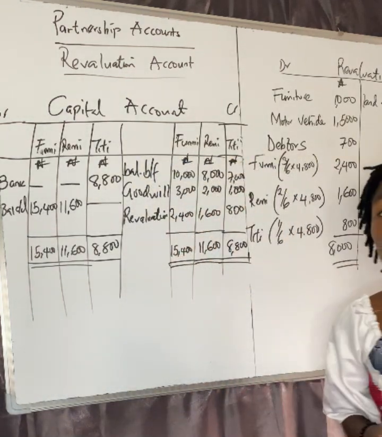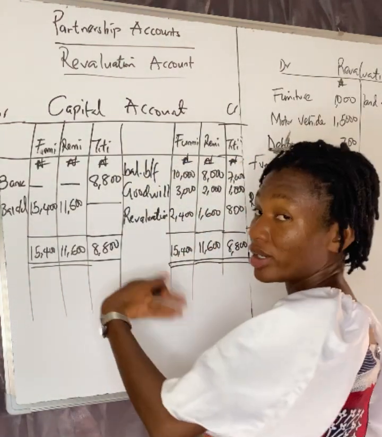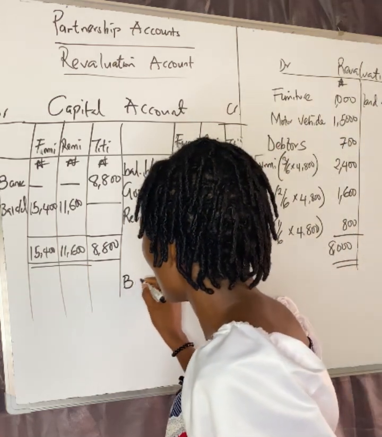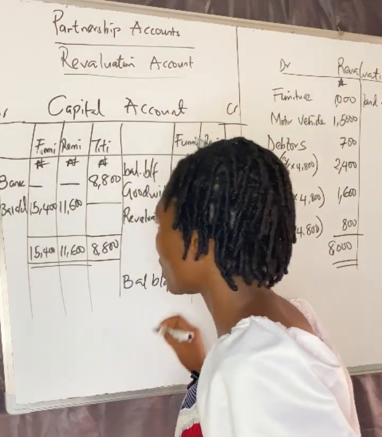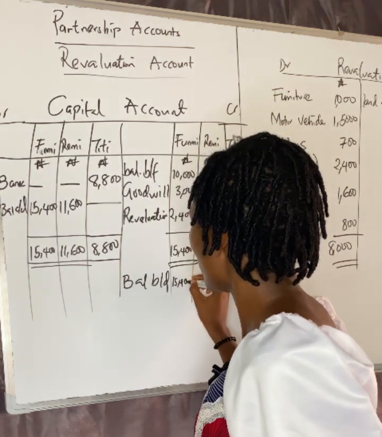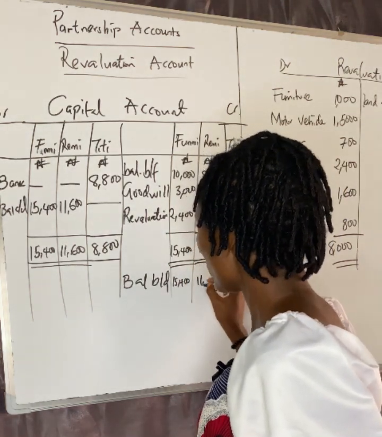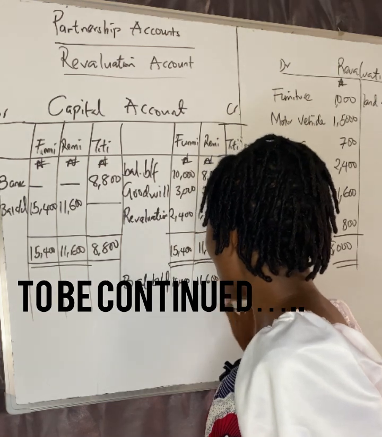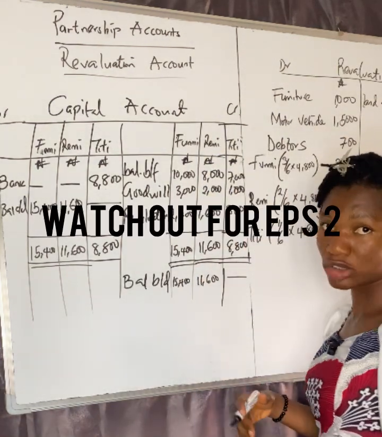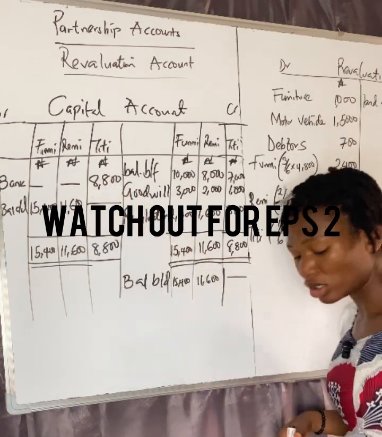All right, so we are through with our balance carried down. So for the next year, after we have balanced our account, we'll be having a balance brought down. For the first partner we're having 15,400 naira, we're having 11,600 naira, and then we are no longer having any value for the third partner because she has gone, or we have settled everything concerning her.